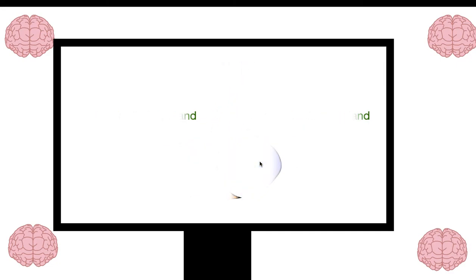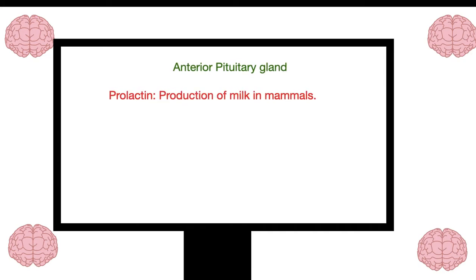So now, let's talk about the hormones that are produced by the anterior pituitary gland. So the anterior pituitary gland produces prolactin, which is for the production of milk in mammals, and it also produces the growth hormone, which helps in growth. So I just want to explore that a little bit.